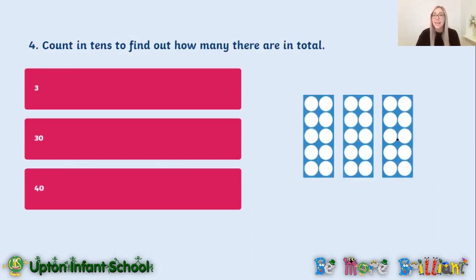Okay, counting in 10s this time to find out how many are in total. Okay, so you can see some Numicon. What I would like you to do is to write on your board the answer. So it's either 3, 30, or 40. Have a go at writing on your whiteboard what's the answer. 10 seconds.